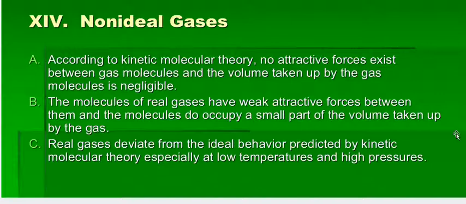According to kinetic molecular theory, no attractive forces exist between gas molecules, and the volume taken up by the gas molecules is negligible. However, real gases have weak attractive forces between them, and the molecules do occupy a small part of the volume. Real gases deviate from ideal behavior, especially at low temperatures and high pressures. However, with the temperatures and pressures we will be using, it is perfectly okay to use the ideal gas law, PV equals nRT, for real gases.